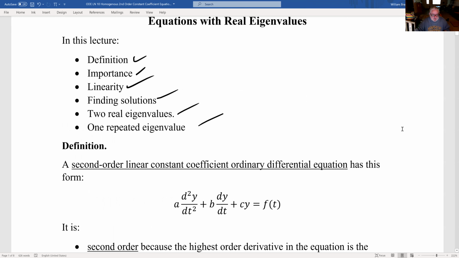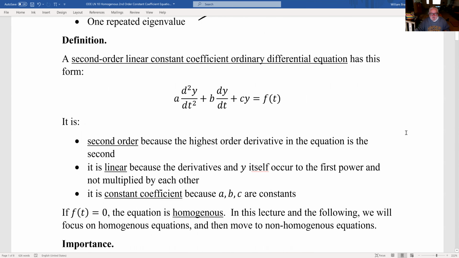So a second order linear constant coefficient ordinary differential equation has this form: A times the second derivative plus B times the first derivative plus C y. Second order because it's the second derivative. Linear because y and its derivatives are not multiplied by each other. They're not inside of a sine or an exponential or anything goofy. They occur to the first power, not multiplied by each other. And it's constant coefficients because A, B, and C are constants.